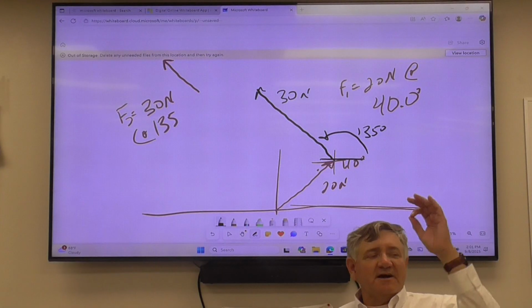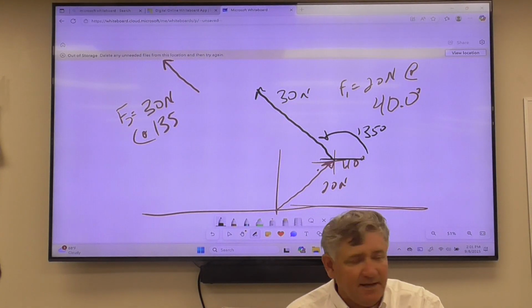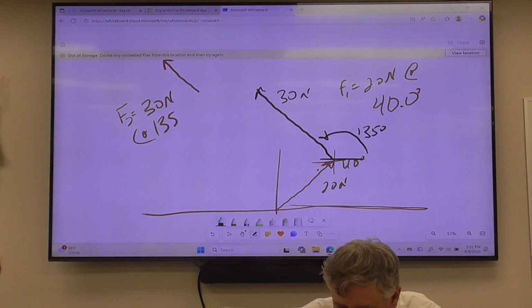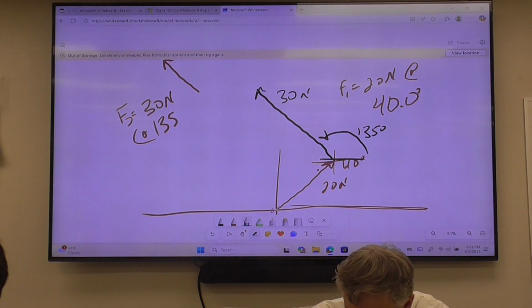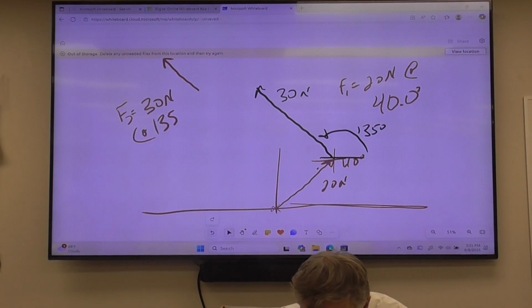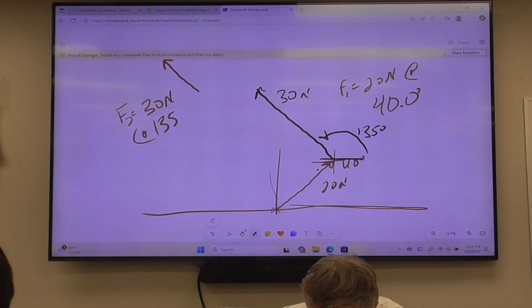So, here again, this is the end game, okay? The resultant is the end game. So, my resultant is gonna go from this origin out to, that was horrible, that point.